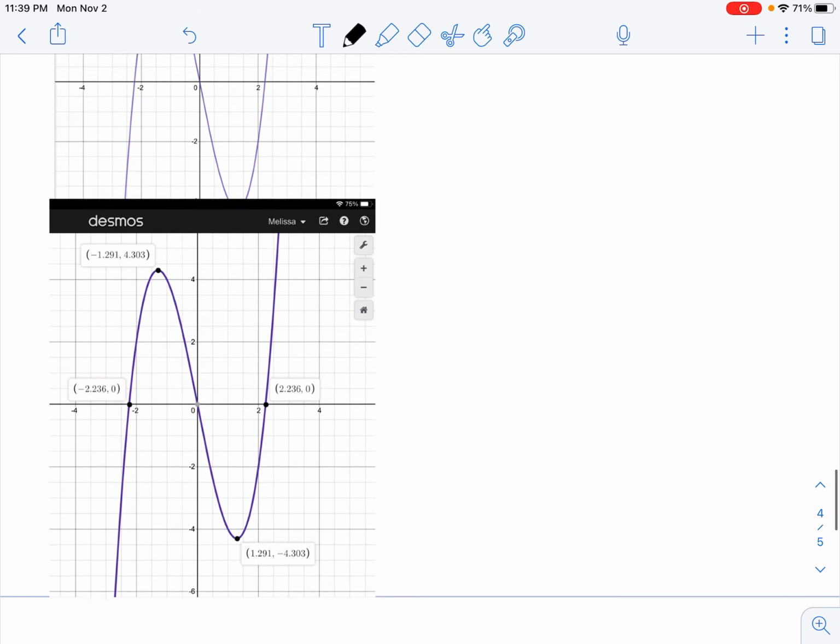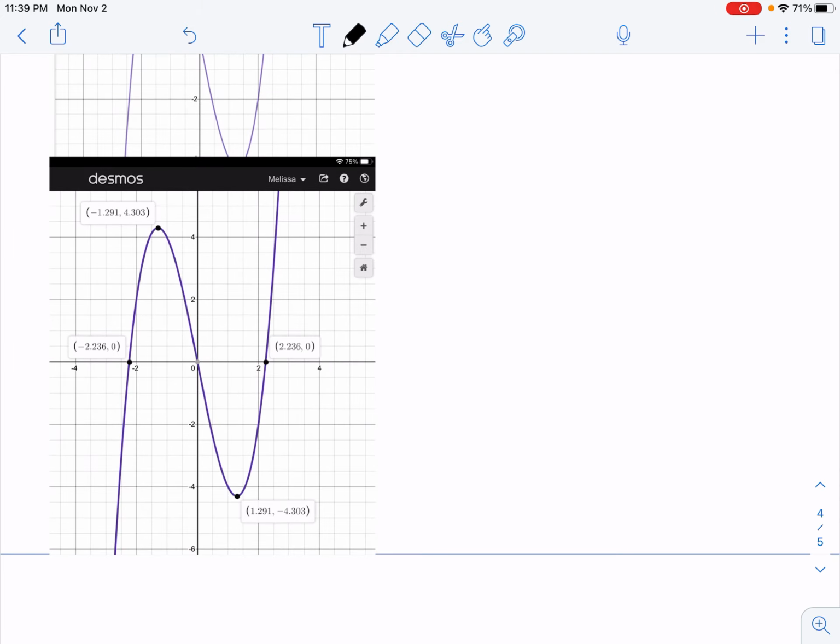Maybe. But let's look at the points. This is pretty interesting here. What do I get there? 1.219, negative 4.303. That's pretty coincidental. So let's check this out. I believe this was y equals x cubed plus x. I believe that's what I used, but I can't totally remember. Actually, I think it was 5x.